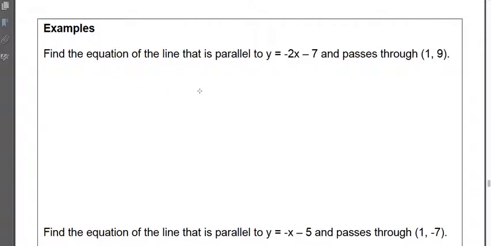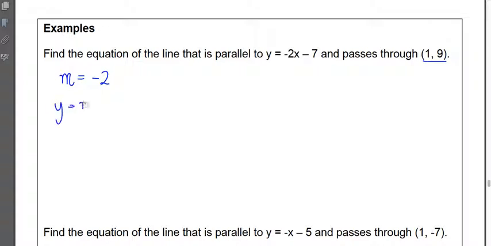Here we have, find the equation of a line that's parallel to this one here, and it passes through this particular point. First of all, if it's parallel to this one here, it's got to have the same gradient. So the gradient of the line that we're trying to find must be -2, because it's got to be the same as this one, and as you can see, it is -2. We know it passes through this point over here, 1, 9.